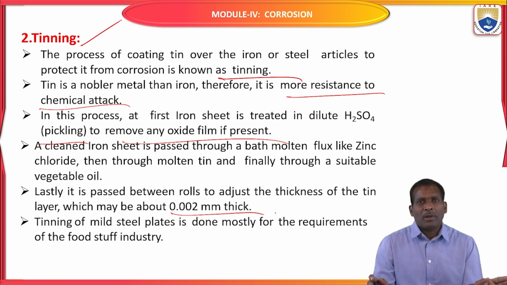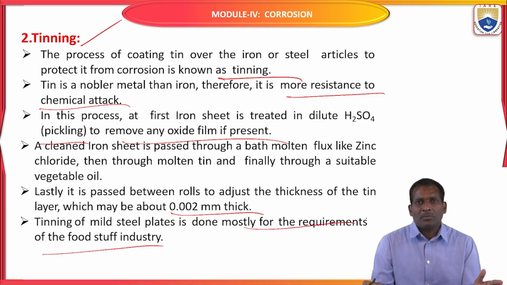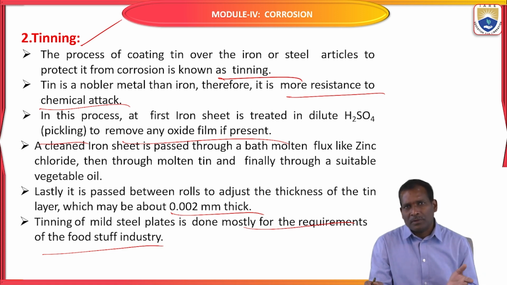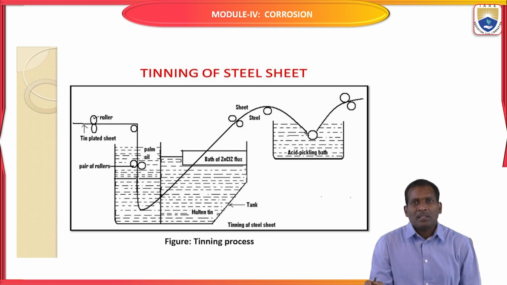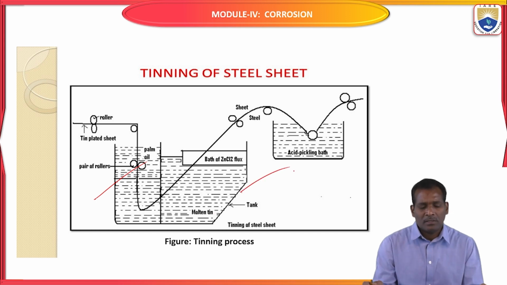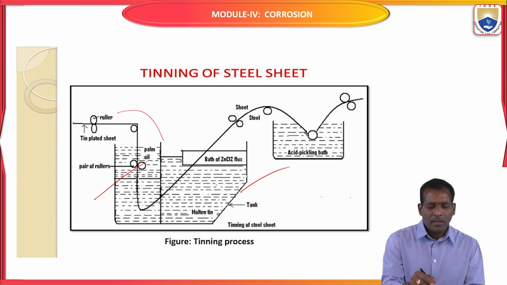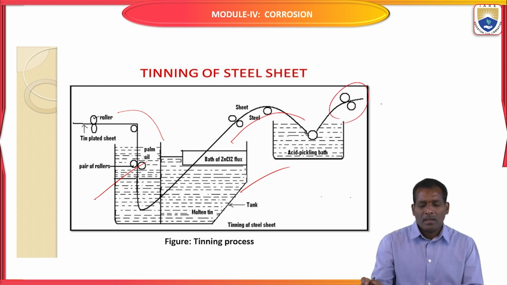The tinning of mild steel plates is done mostly for the requirements of the foodstuff industry. The tinning process is shown here: a pair of rollers and then the molten tin bath. The tin plated sheet passes through the roller and is again dipped into the molten tin and passed through rollers, and finally obtained after pickling.